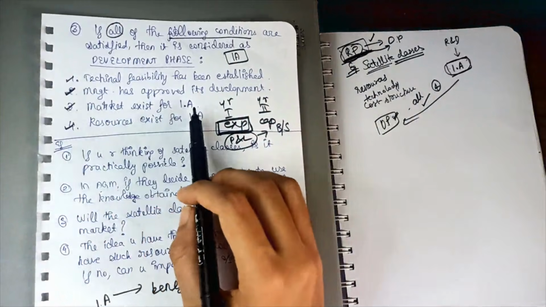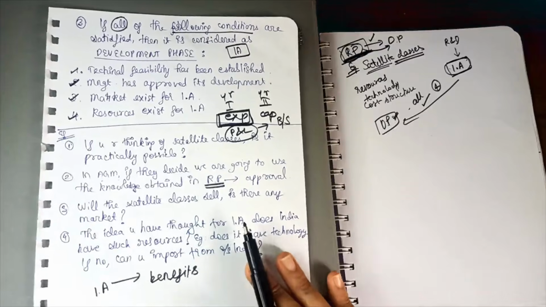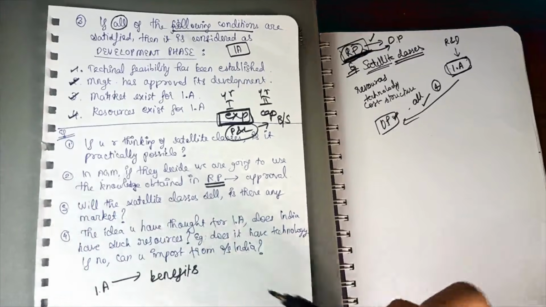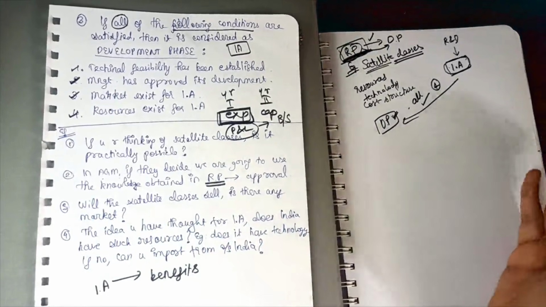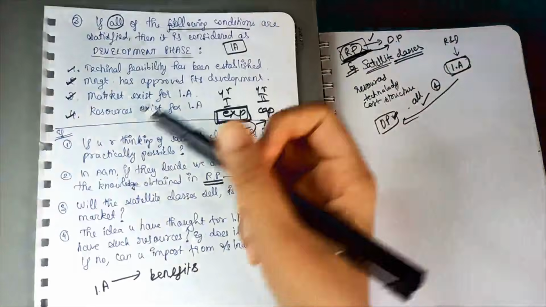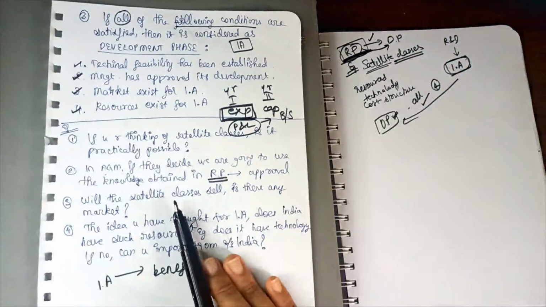market exists for intangible asset. In this, you have to check whether the satellite classes you are going to make will sell or not. Is there any market for this or not? If there is a market, good. Next, you have to move to the fourth point.